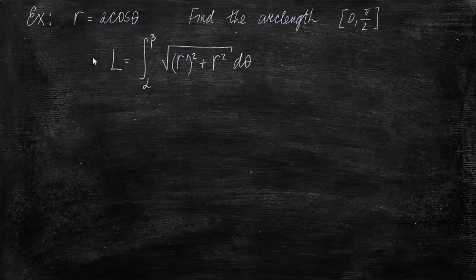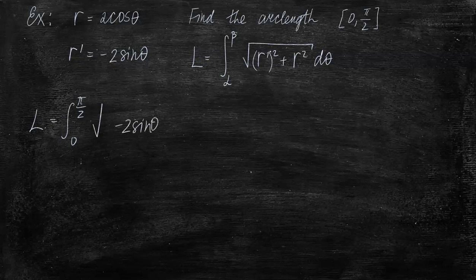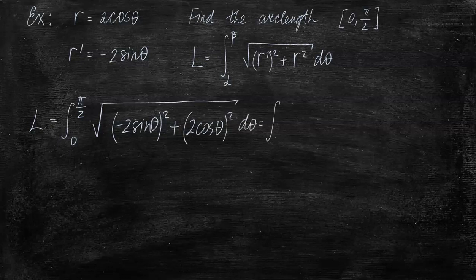So in our case, what do we have? We have the interval from 0 to pi over 2. R prime is -2 sine theta. So plugging everything in, we get L is equal to the integral from 0 to pi over 2 of the square root of (-2 sine theta) all squared plus (2 cosine theta) all squared d theta.